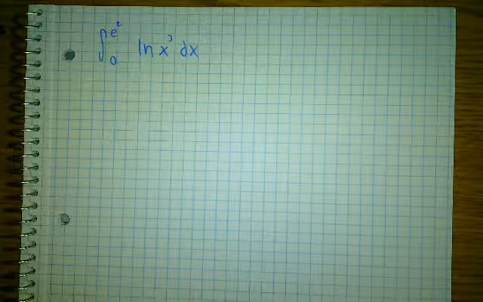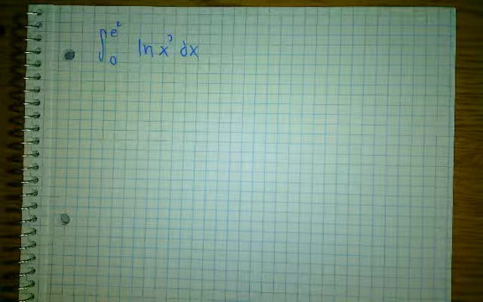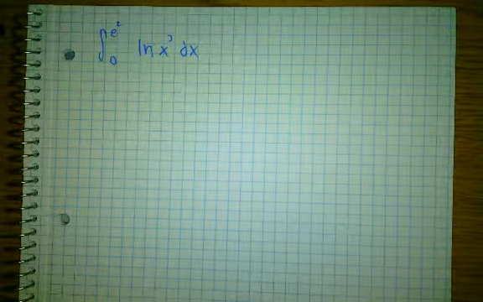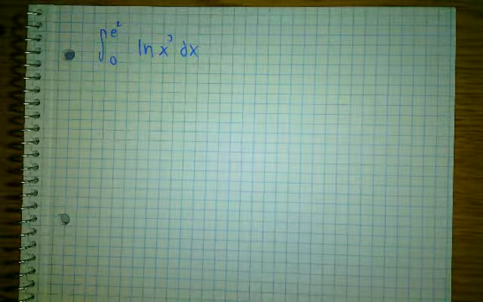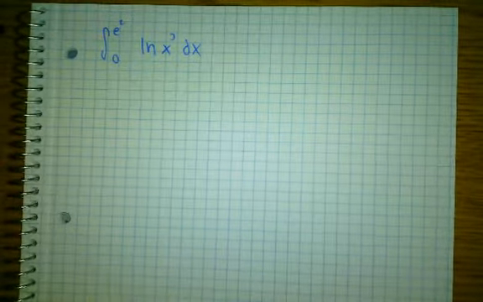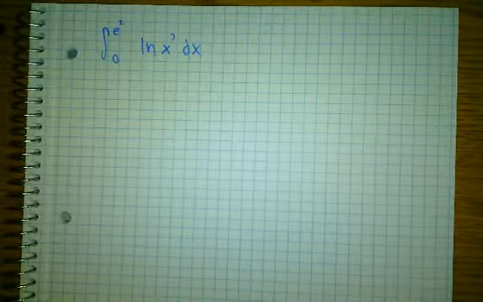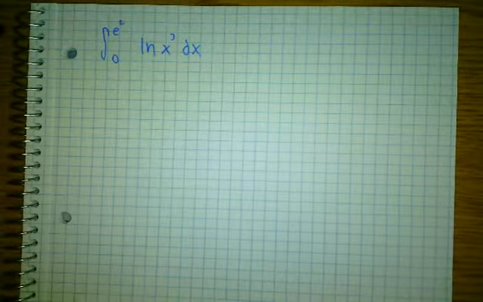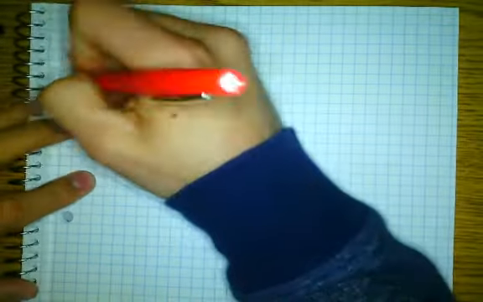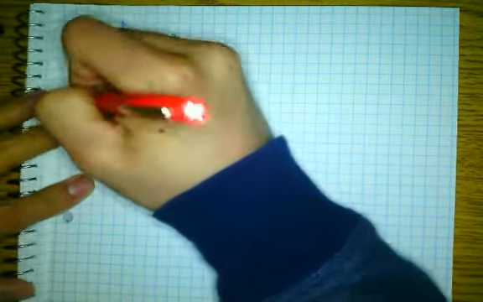Remember, you can't take the natural log of 0, therefore there's got to be an asymptote there. So from the beginning, we have a problem. Right away, we know that this is improper. Because this is improper, I'm going to rewrite it as the limit as a approaches 0 from where?